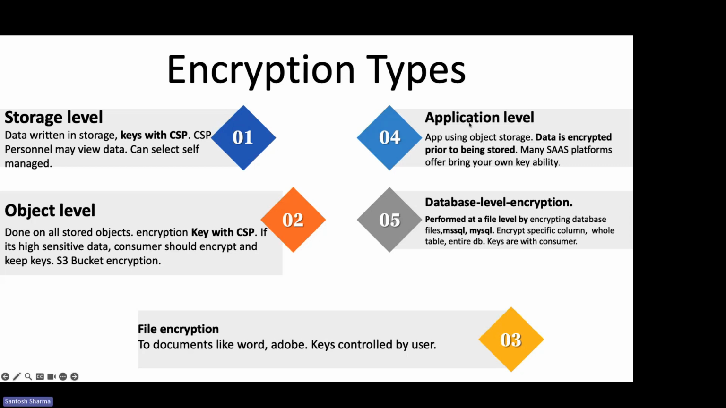Then there is application level, in which data is encrypted prior to being stored. If you have a SaaS application, they will tell you, because in a SaaS application there are two things that you have to take care of. Data is yours, so you feed the data, and identity and access management, who is going to access the data. Those are the two things in SaaS. The rest you don't need to worry about. Maybe you also need to take the backup, because not every SaaS application takes the backup.